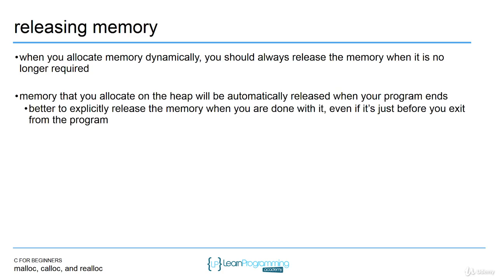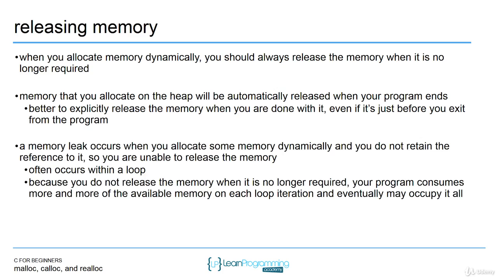Memory that you allocate on the heap will be automatically released when your program exits, which is good because it does do some cleanup. But it's much better to explicitly release the memory when you're done with it, even if it's just before you exit. It's cleaner. Always do it: free, or always release the memory after you allocate it. You want to follow this rule. This is a stringent, strict rule. Always release memory if you allocate it.